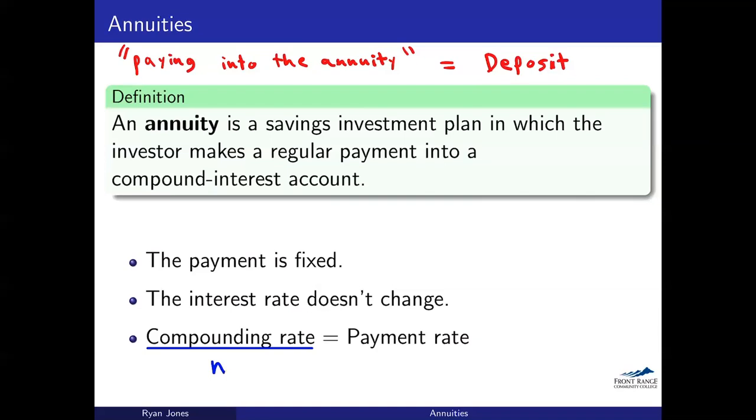One thing to mention here with annuities is that generally they're pretty strict on you actually paying into this. A lot of times it's not really up to you as to when you want to deposit. You're just expected to pay into the annuity regularly at this payment rate, at this compounding rate, whether that be every week or every month or every 3 months or every year or so on. You could have a bunch of examples.